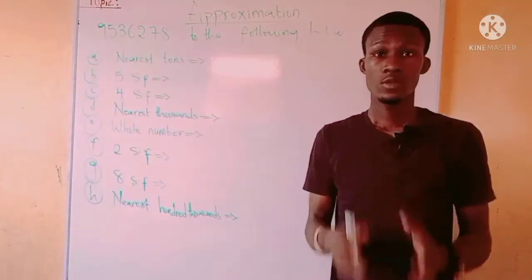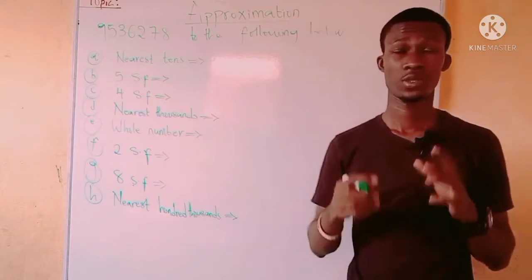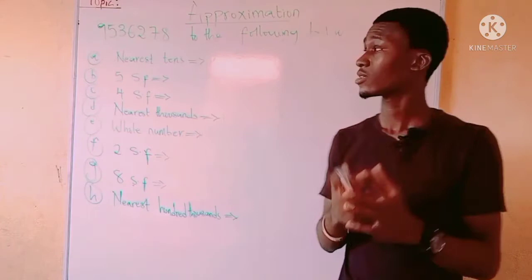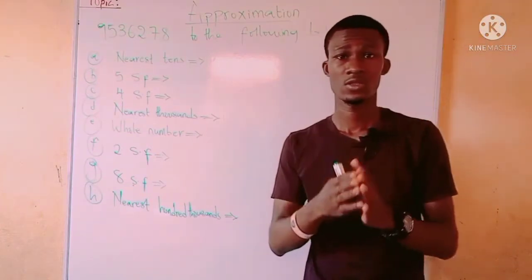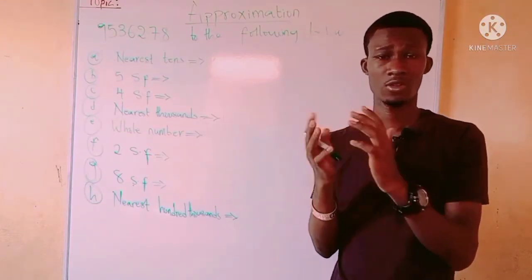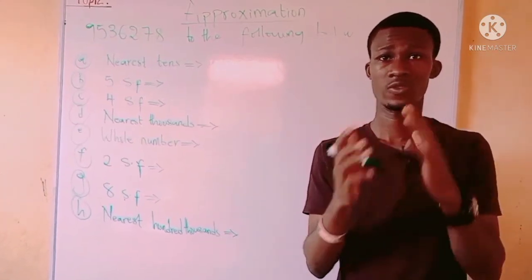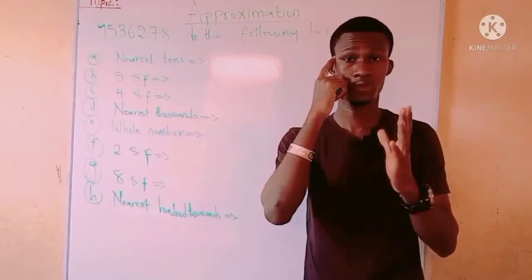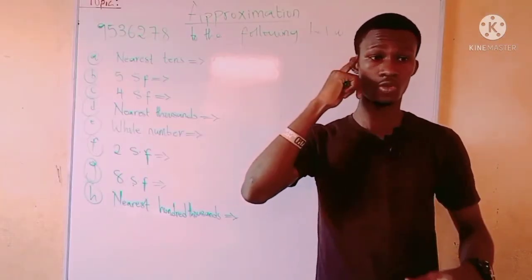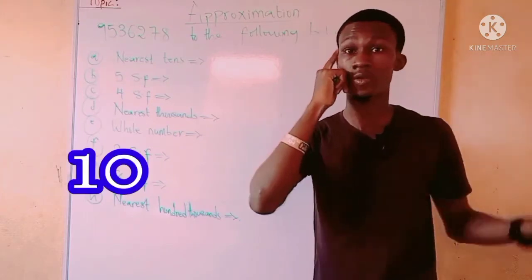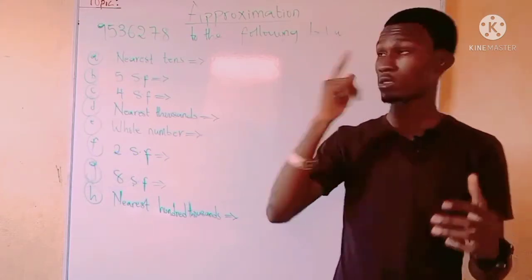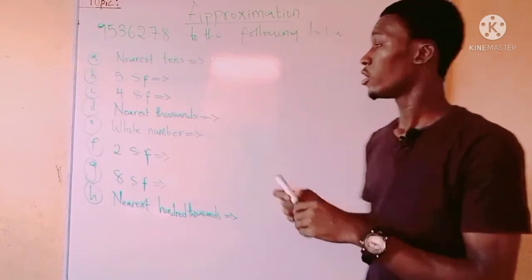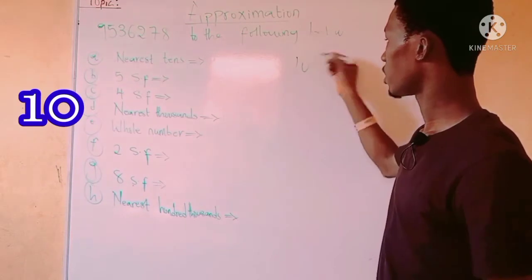As easy as that. Okay, let us just drive right into the question we can see today. We have 9,536,278. So how do we approximate a number like this to the nearest tens? It's very easy. This is one thing you must first think about. First of all, think about 10. You are told to approximate or round up this number to the nearest tens. So think about 10. If you are told to approximate or round up this same number to the nearest 100, then think about 100. So to the nearest 10, you're thinking of 10, right?